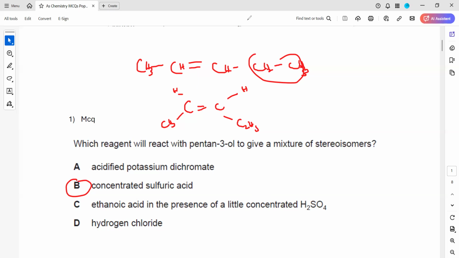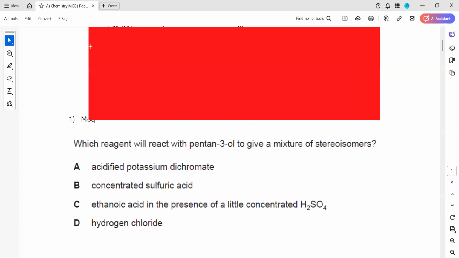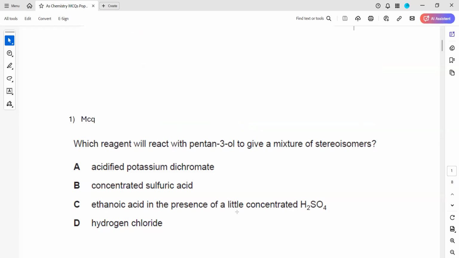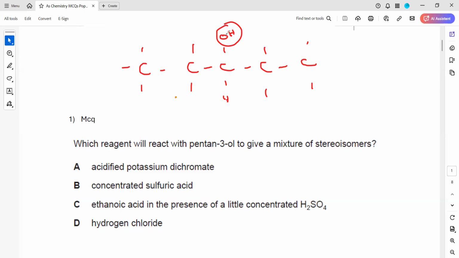What about D? If you have HCl and you have an alcohol, because the OH is attached here at the center, this OH will be replaced by Cl when the reaction occurs. So it won't form a chiral carbon. It cannot be geometrical because there is no double bond here. When it reacts with hydrogen chloride, this OH is replaced by Cl.